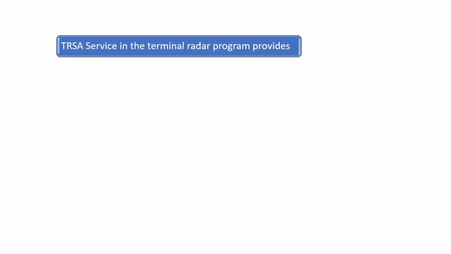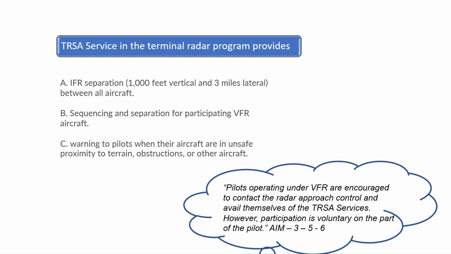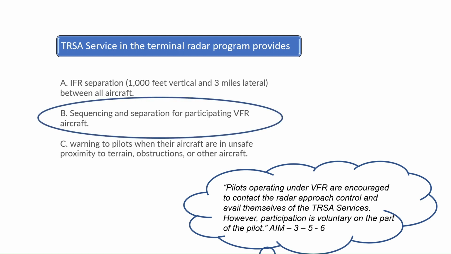TRSA service in the Terminal Radar Program provides. According to Section 3-5-6 in the Aeronautical Information Manual, pilots operating under VFR are encouraged to contact the Radar Approach Control and avail themselves of the TRSA services. However, participation is voluntary on the part of the pilot. The correct answer is B, sequencing and separation for participating VFR aircraft.